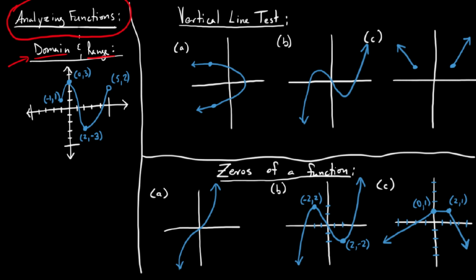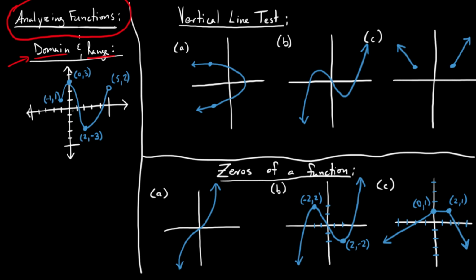Recall, domain was the set of all x values that, when placed into a function, caused the function not to be undefined or not to yield an imaginary value. In other words, they're all the x values from left to right that my graph actually uses. It's actually a lot easier, at least in my opinion, to obtain that information by looking at the graph than it is to find it algebraically sometimes.